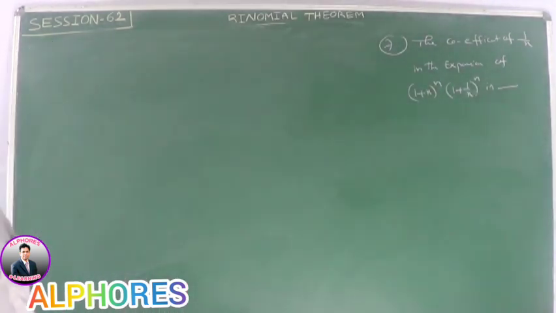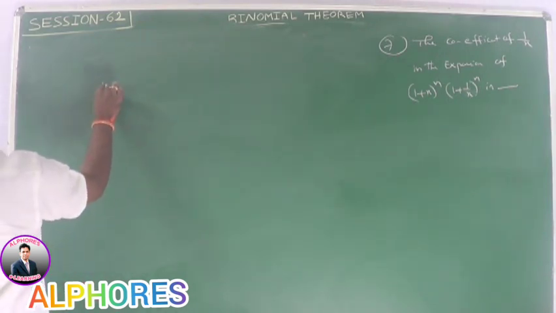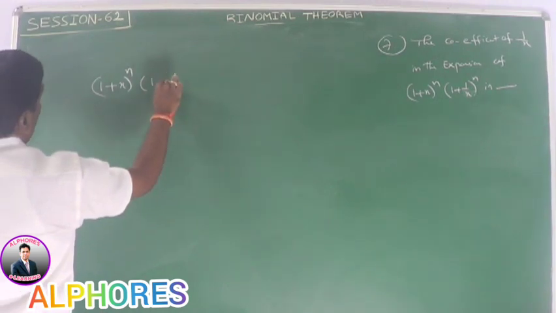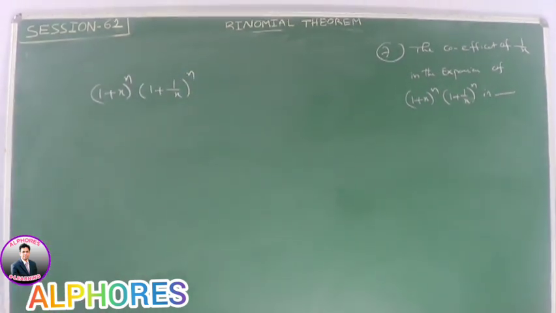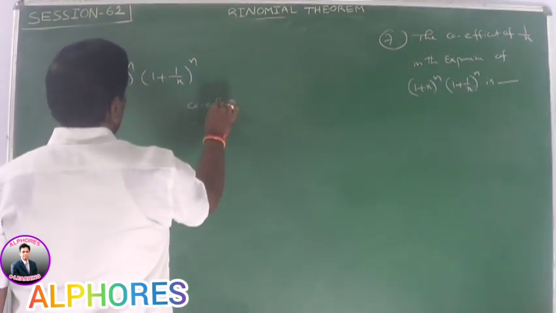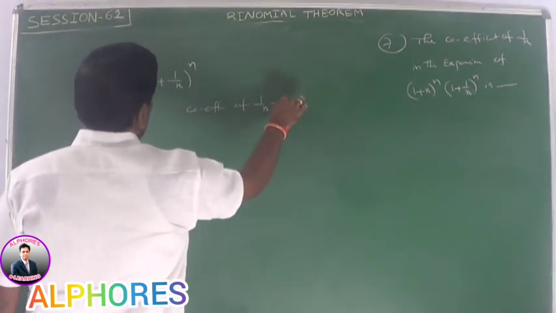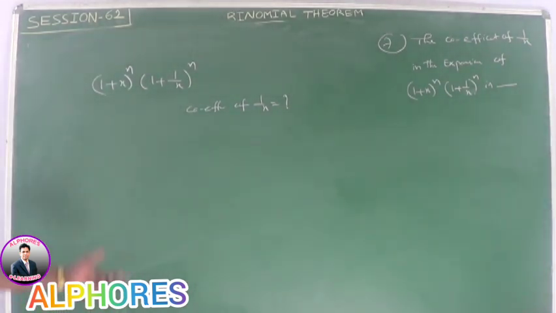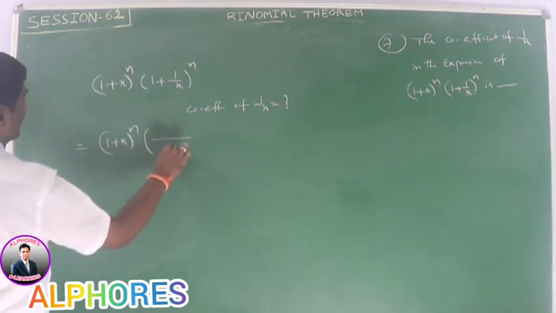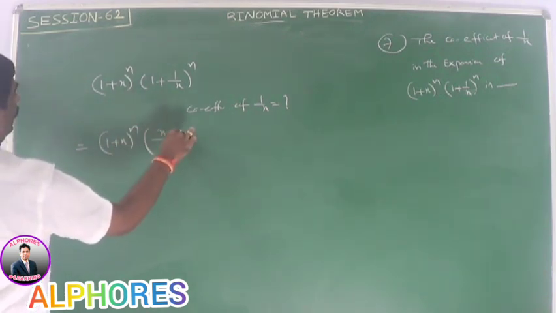The coefficient of 1 by x in the expansion of (1 plus x) whole power n into (1 plus 1 by x) whole power n. In this case, we find the coefficient of 1 by x. Coefficient of 1 by x is equal to how much? In this case, we have two binomials. We reduce into a single binomial. Please observe this value. (1 plus x) whole power n into, x is the LCM, here (x plus 1) whole power n.